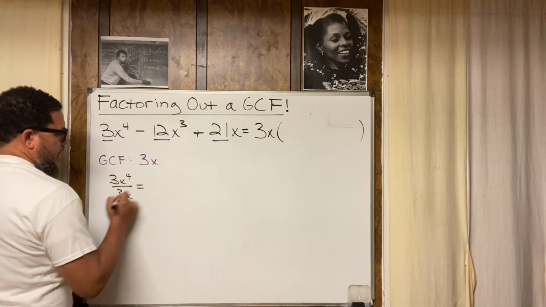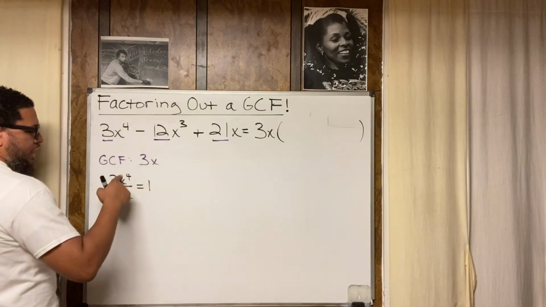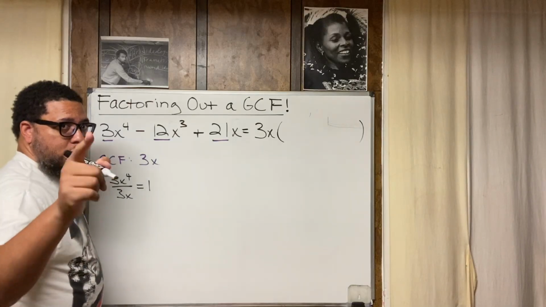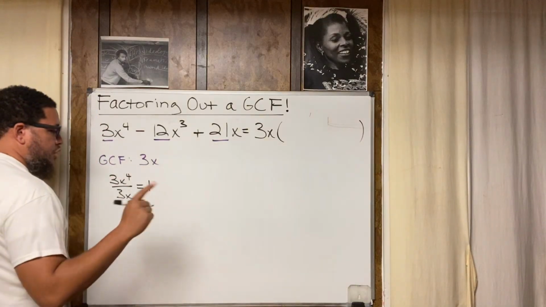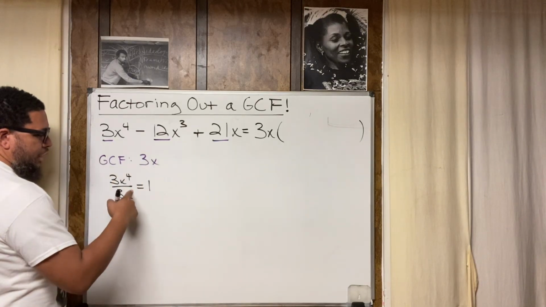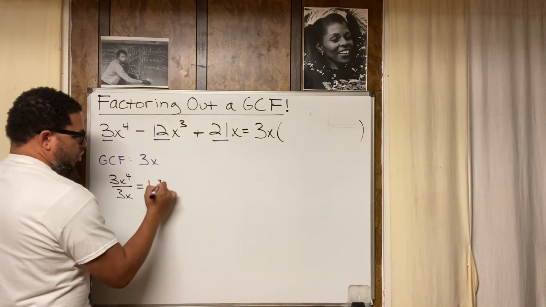3x. Now, coefficients. What's 3 divided by 3? 1. What's x to the fourth divided by x? You need to know your exponent properties, especially the division property, which says you subtract the exponents. 4 minus the invisible 1 is 3. So you end up with an x to the third power.